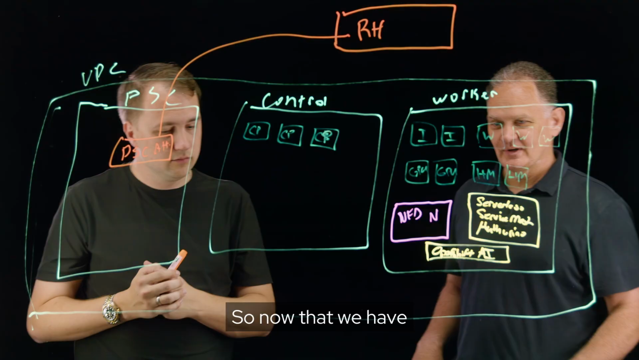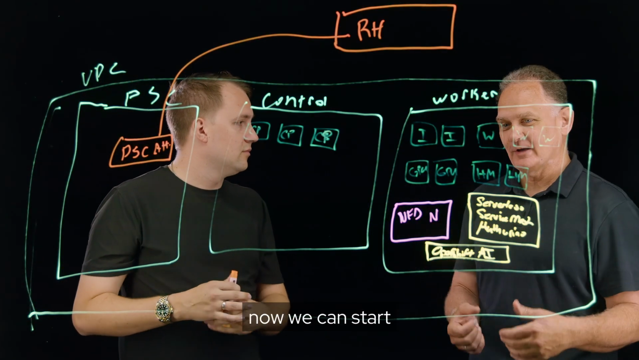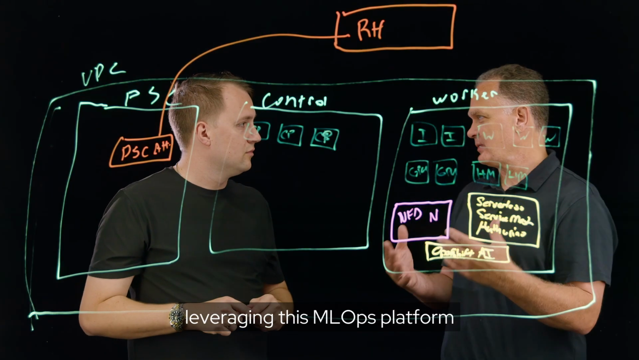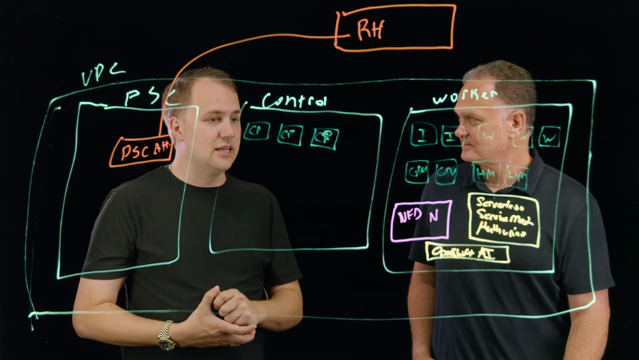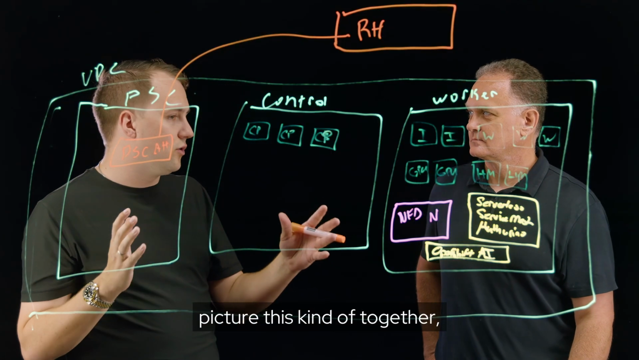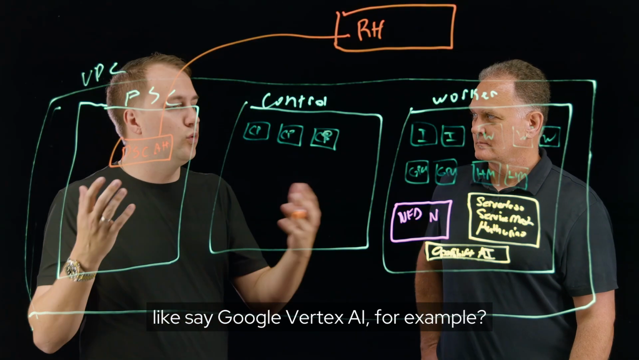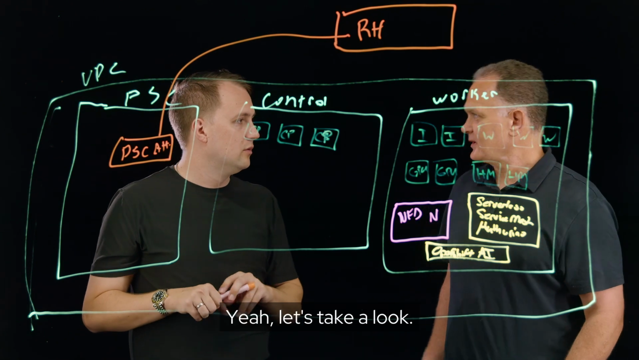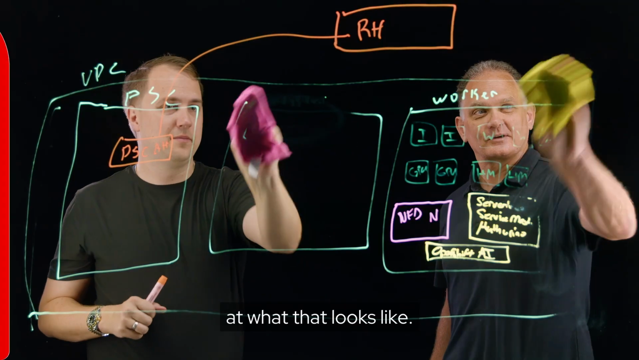That's great. So now that we have OpenShift AI on the cluster, we have all those supporting operators you talked about. Now we can start leveraging this MLOps platform to build and generate our generative AI applications. Exactly. So when we actually picture this kind of together, what does this look like with other tools like, say, Google Vertex AI, for example? Yeah, let's take a look. Let's erase what we have and we'll look at what that looks like.